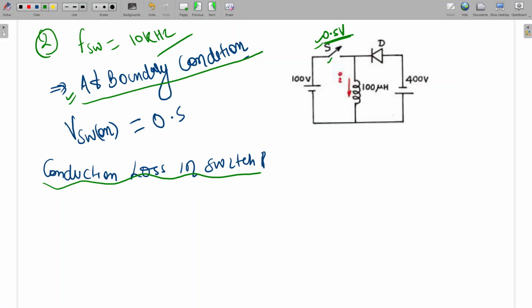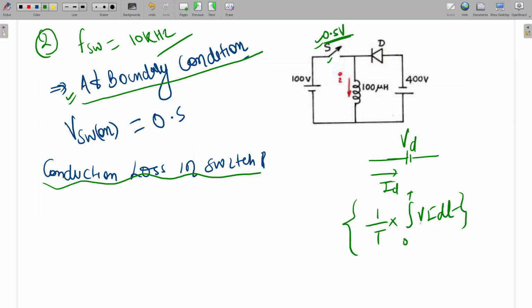So for this, we have to use V into I. See, this is the drop across the switch. The drop will be plus and minus: this will be plus, this will be minus. So this is VD, the device drop, and some current will flow through this device. So what is the average power? Average power will be 1 by T into the integral of Vi dt, 0 to T.